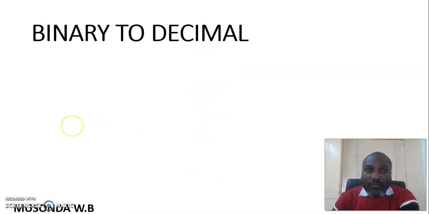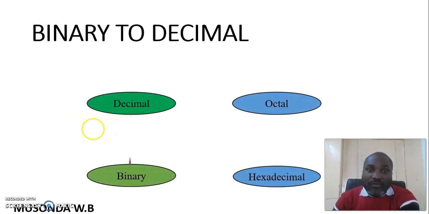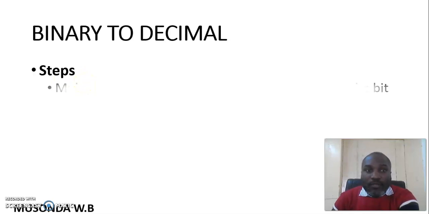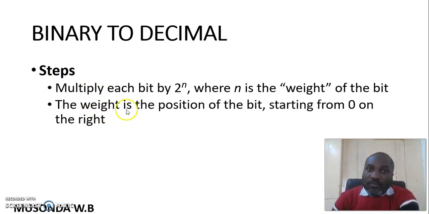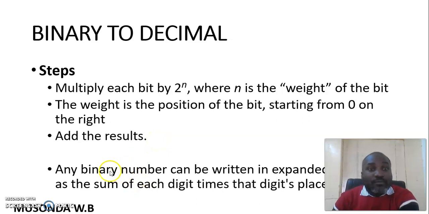Now, the next step that we look at is to convert from binary to decimal. The steps to do that: you multiply each bit by 2 raised to the power n, where n is the weight of the bit. The weight is the position of the bit starting from 0 on your right. Then after we do all this, we simply add the results. Or we can simply say any binary number can be written in expanded notation as the sum of each digit times the digit's place value.